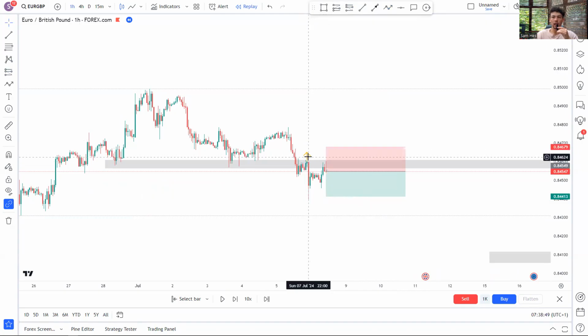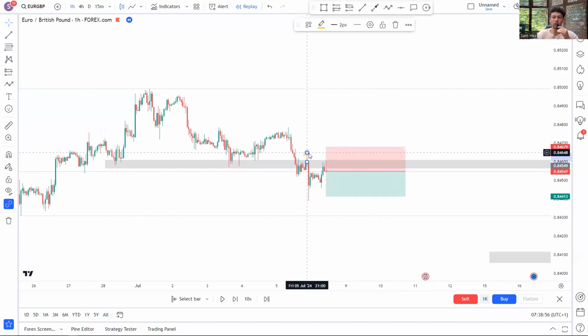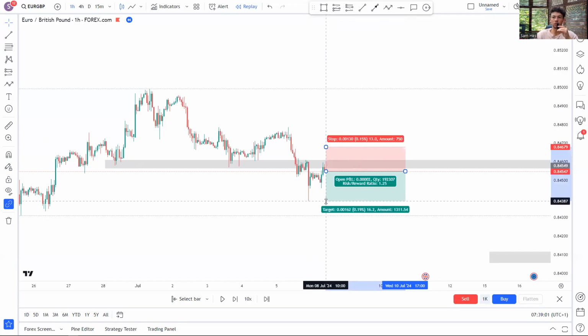So, assuming that little yellow arrow I've just drawn is a wick of a candle, I'd place it above any recent wicks or highs. And then from there, I always go for 1.25 risk reward. So I drag it to 1.25. Now, my target is defined by my stop.